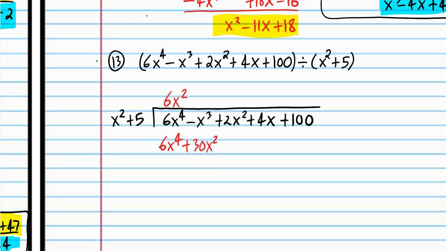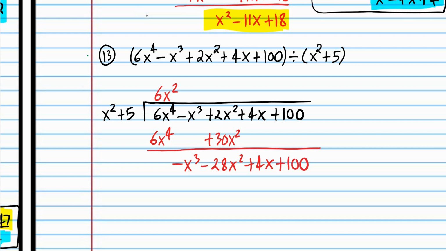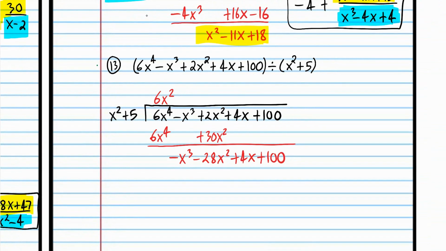So what we have to do is move that 30x squared below. Again, this is just one way to do it, but now we're going to subtract, and we get negative x cubed minus 28x squared plus 4x plus 100. And on to cycle number 2. x squared times what is equal to negative x cubed? And the answer is negative x. Negative x times x squared plus 5 is negative x cubed minus 5x.